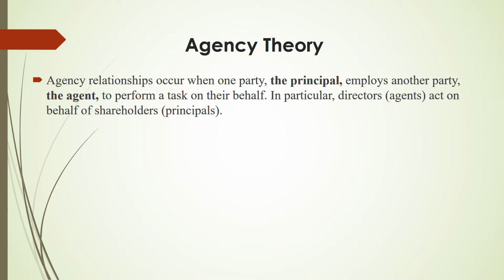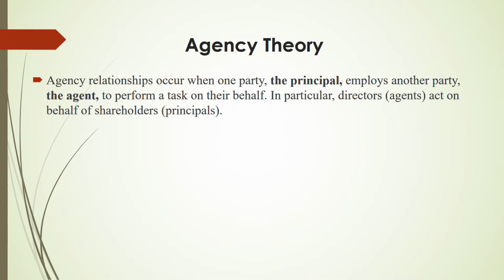So what is agency theory? Agency theory occurs where one party hires another one to perform a task on their behalf. The one on whose behalf the agent is going to work is known as the principal, and the one who is performing the task on behalf of someone else is known as an agent. So in a company, the principal will be the shareholder, and the agent could be the director or the employees.